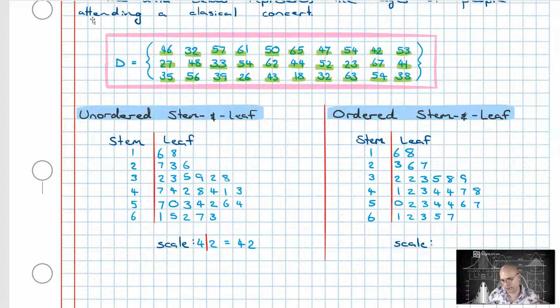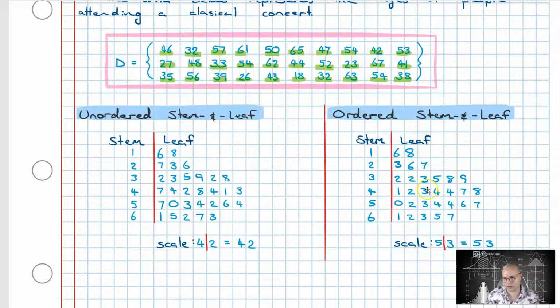Again, picking any random number I want, I'll go in this case 5, 3. And as we can see, the interpretation of 5 and 3, as seen over here, is simply 53. So what we've got is an unordered stem and leaf plot shown over here, and then its ordered stem and leaf plot shown on the right here.